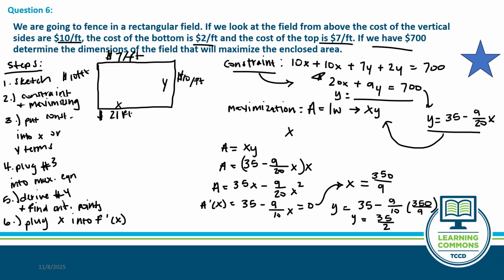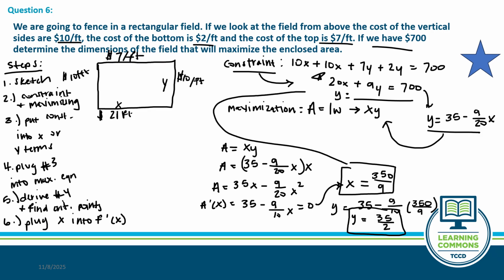So my answers are going to be, oh no, this right here and this right here. So for all of these, it'll be 350 over 9 times 35 over 2 to get you to that 700. And 20 lengths of x and 9 lengths of y will get you that 700 maximum. Like it'll hit that point just underneath 700 that you can spend.